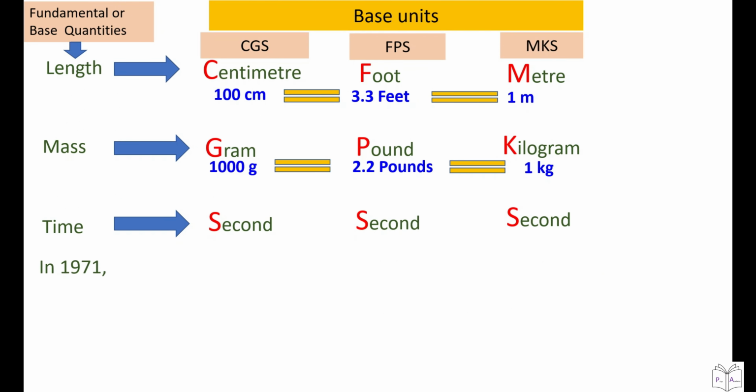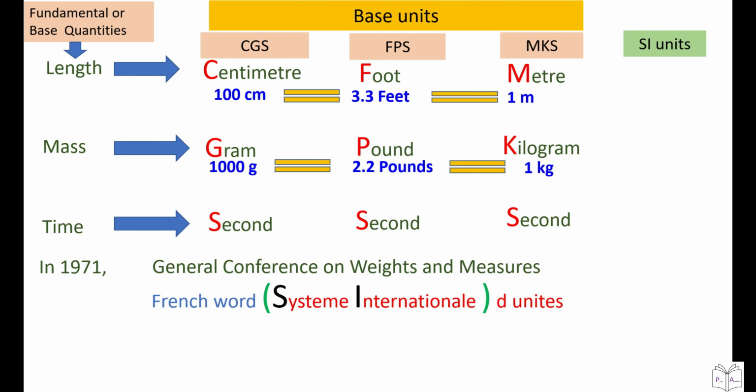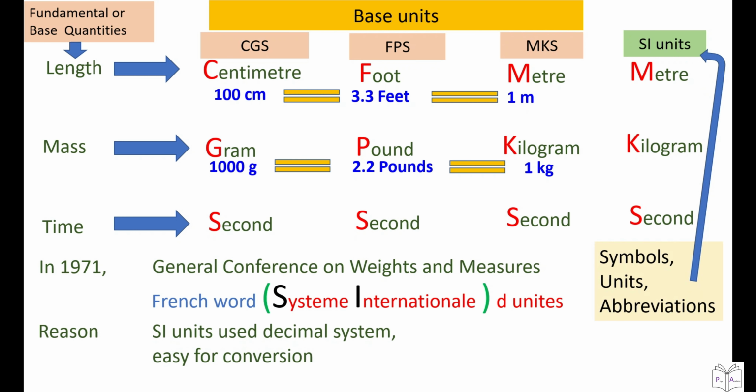Accordingly, in 1971, General Conference on Weights and Measurements was conducted, in which they found out a new system of units called SI units. The name SI is derived from the French word Système Internationale des Unités, in which length, mass and time are expressed as meter, kilogram and seconds. Moreover, that conference developed and recommended symbols, units and abbreviations for all the physical quantities in SI system of units. Another reason for developing these SI units is it is easy to do the unit conversion as it uses decimal system.